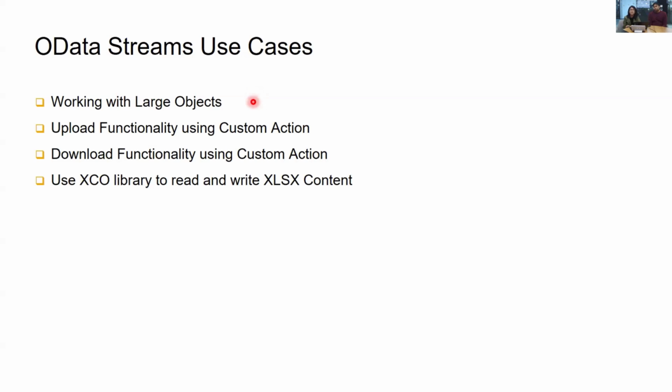So using the RAP custom actions, we'll upload a file. The third would be the download of the Excel file, again using a custom action in RAP. And the last one would be, we'll be showing how to use XCO libraries to read and write XLSX data. And so this can be used from any of the programs or classes that any developer is working on. They could use these libraries to read and write XLSX files. So these are the four main use cases that we'll demo today.